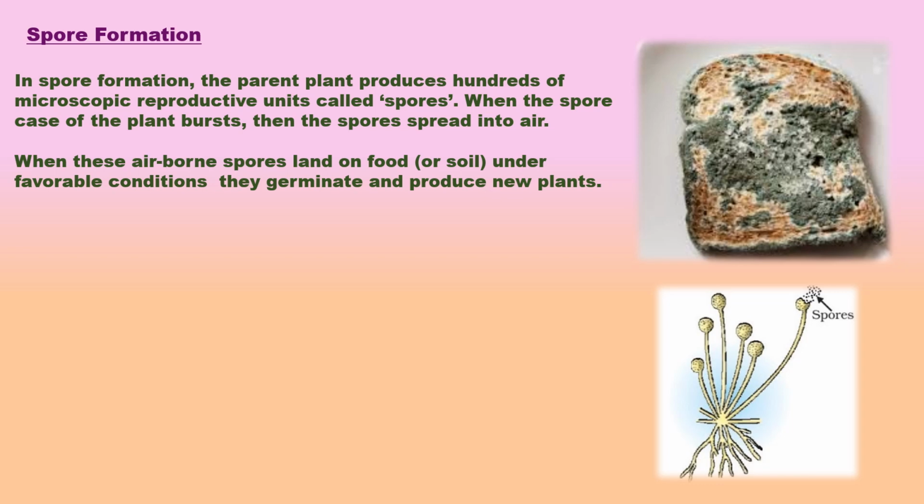The common bread mold is a fungus plant whose scientific name is Rhizopus. The common bread mold reproduces by the method of spore formation. Most of the fungi, like Rhizopus, Mucor, etc., bacteria and non-flowering plants such as ferns and mosses reproduce by the method of spore formation.